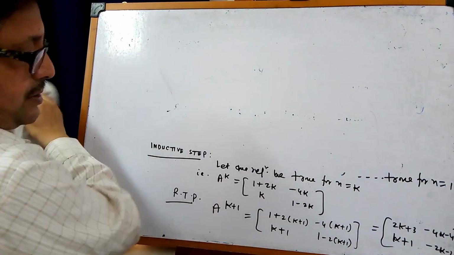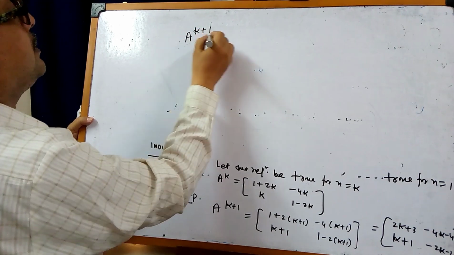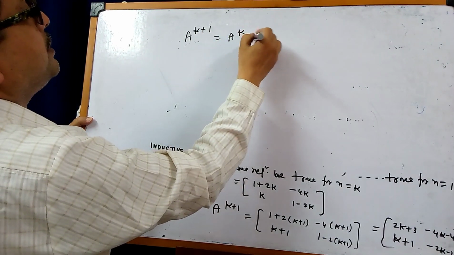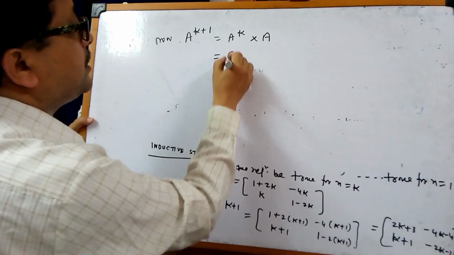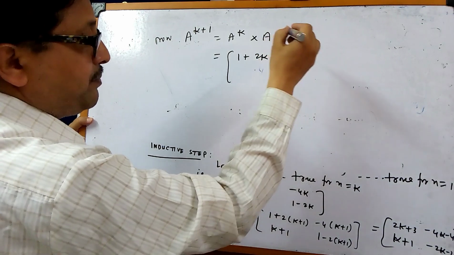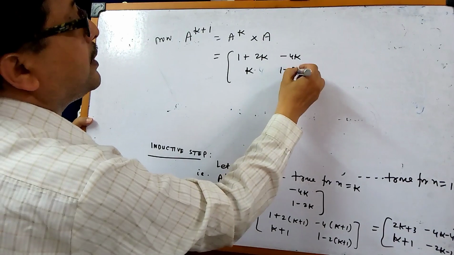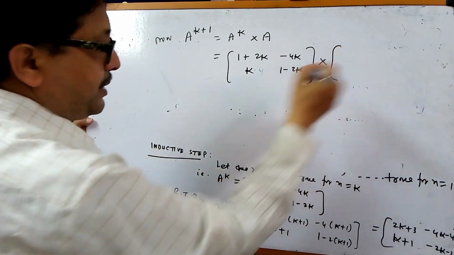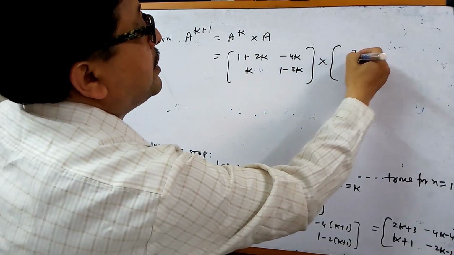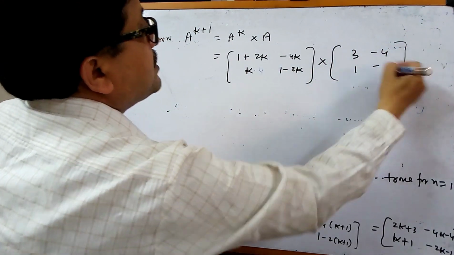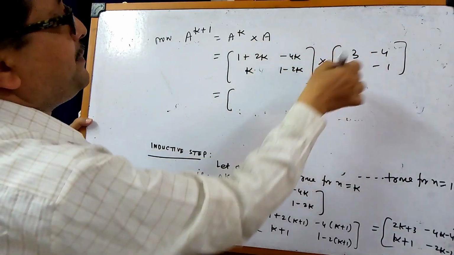So you write now A to the power k plus 1 is equal to A to the power k, which is 1 plus 2k, minus 4k, k, 1 minus 2k, multiplied by the original matrix, which was 3, minus 4, 1, minus 1. Just multiply and see the result. This is going to be row by column multiplication, you all remember.